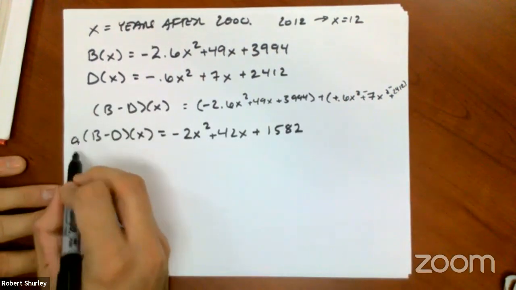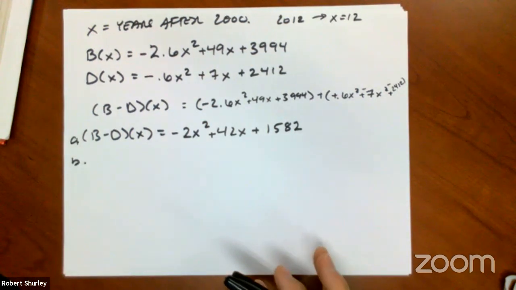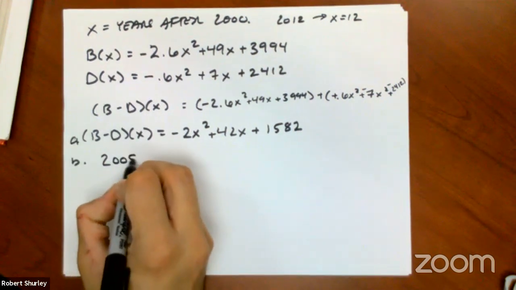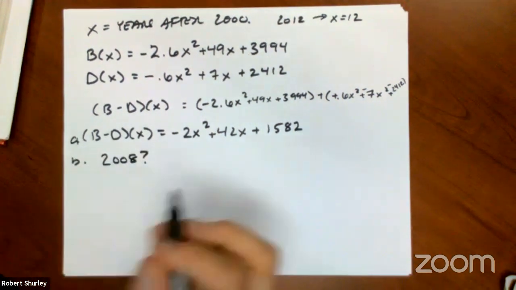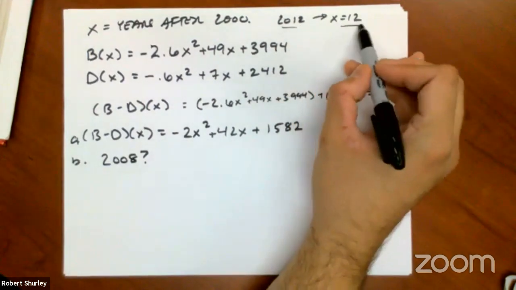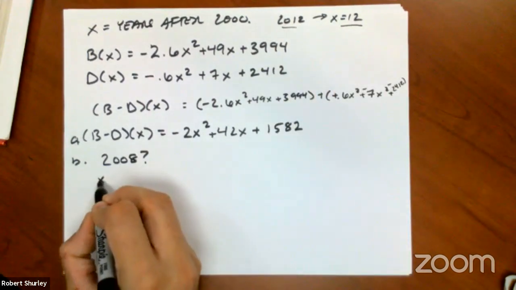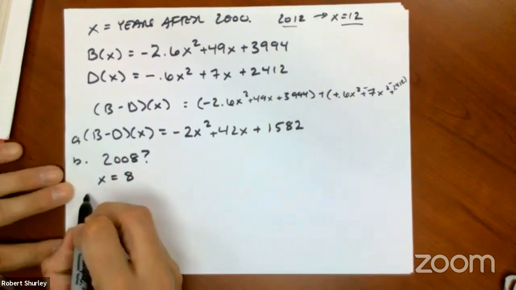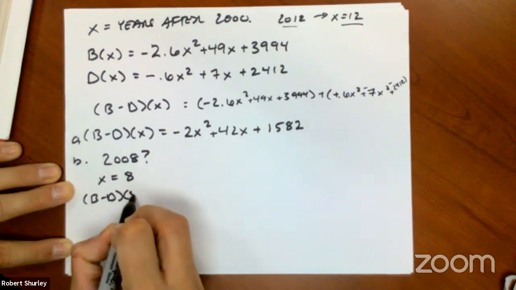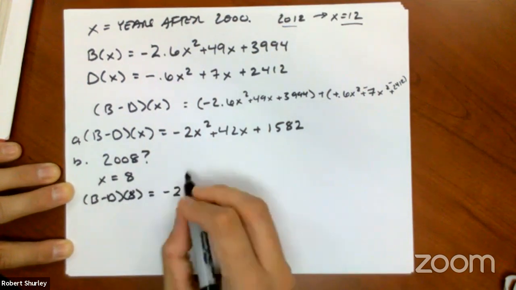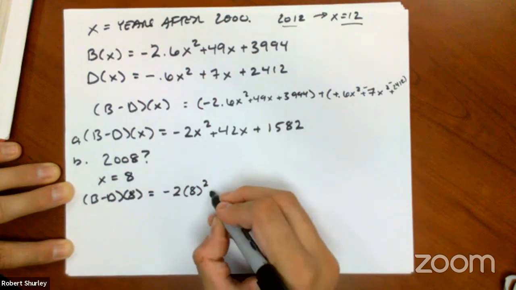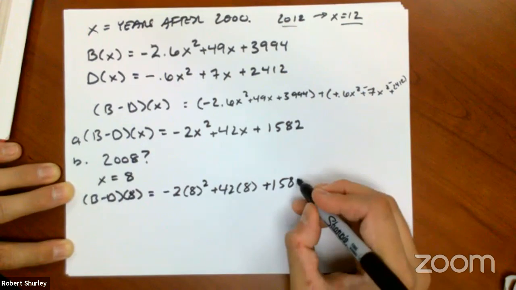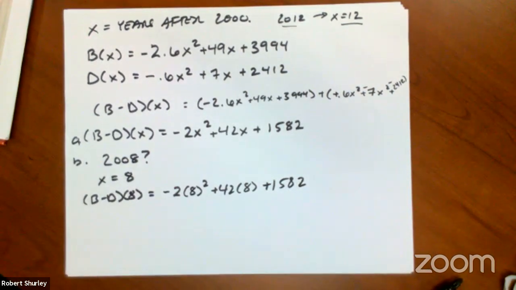Part B states, use the function from part A to find the change in the U.S. population in 2008. Remember, 2012 meant X equals 12, so therefore 2008 means 8. All we have to do is plug it in. So we get B minus D of 8 equals negative 2 times 8 squared plus 42 times 8 plus 1,582. Now I'm taking the calculator out.